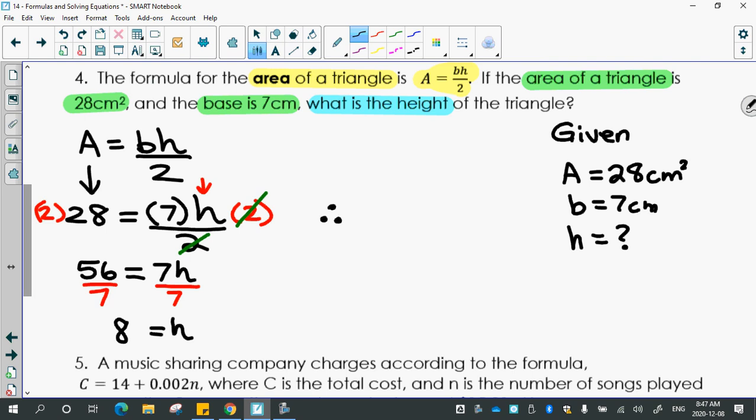So we put our 3 dots, therefore, the height of the triangle. I'm just going to use a symbol for a triangle like that. Is 8, and then we need units. So it's not going to be the units of area, it's going to be the same units as the base was. So it's going to be centimeters. Good.